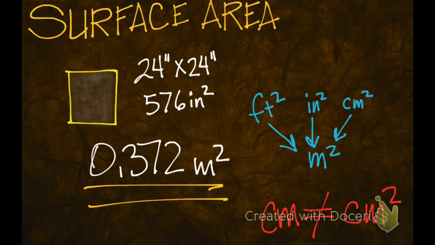If you go to Google and ask it to convert 576 inches squared to square meters, you'll get that it's 0.372 meters squared. One of the things I noticed in the assignment is that some of you had very alarmingly high numbers for your area. One of them was 192 square meters. That's larger than your house. So you need to pay attention to that.